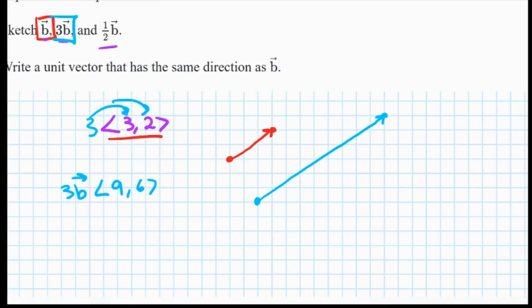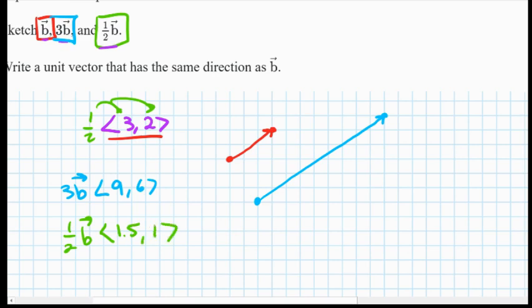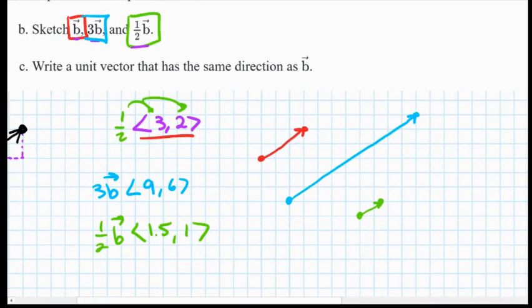And then lastly, we have 1/2 b, where I'm taking my original components and multiplying each of those by 1/2. So 1/2 of vector b would be 1.5, 1. If I start in a random spot in space, I go 1.5 to the right, 1 up. And what we should notice, if I drew my lines straight enough, is that all of these are going to be parallel because they all have the same direction.